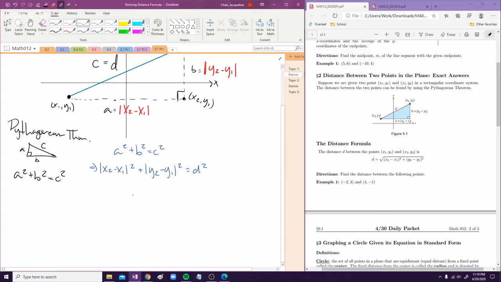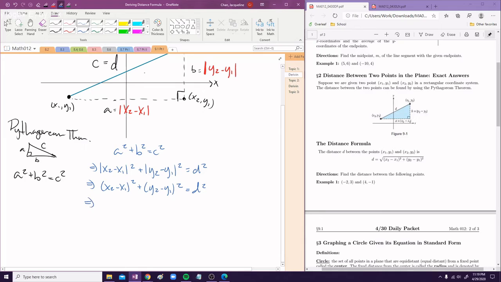The absolute value ensures positivity. However, when you square a value, what do you get? You always get a positive number. So we don't have to worry about these absolute values anymore. It can just be x2 minus x1 quantity squared plus y2 minus y1 quantity squared equals D squared. The reason we can drop the absolute values is because it's squared. Remember, -3 quantity squared is +9. So in this case, the absolute values are redundant.